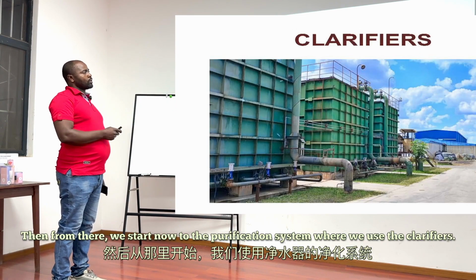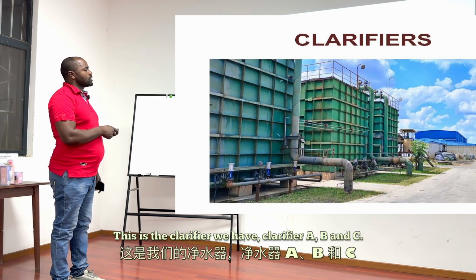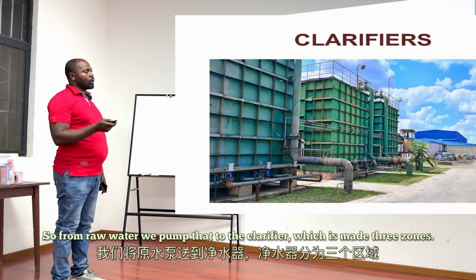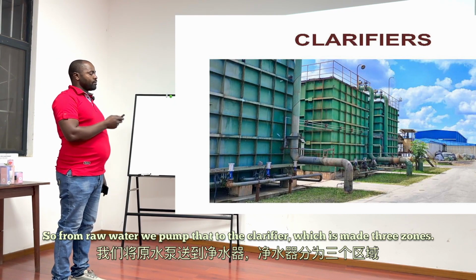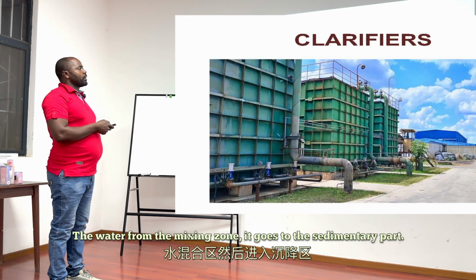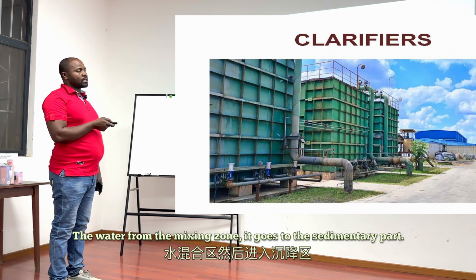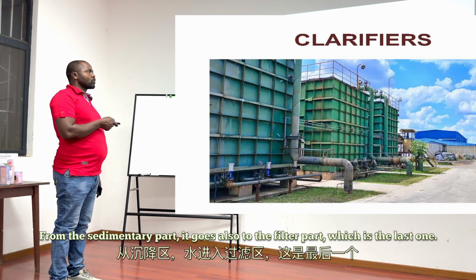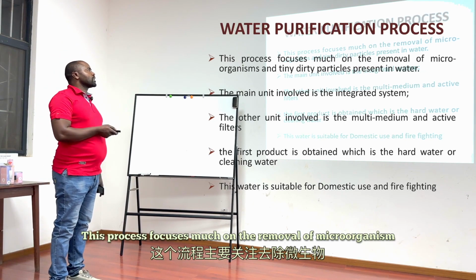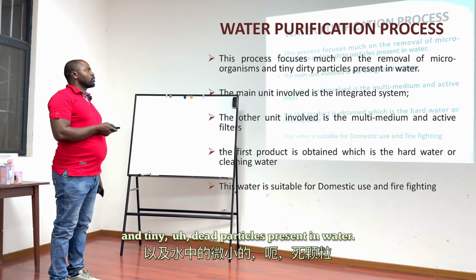Then from there, we start the purification system where we use the clarifiers. This is the clarifier. We have clarifier A, B, and C. From the raw water, we pump water to the clarifier, which is made of 3 zones. The first one is the mixing zone. The water from the mixing zone goes to the sedimentary part. From the sedimentary part, it goes to the filter part, which is the last one. This water purification process focuses much on the removal of microorganisms and tiny dirt particles present in water.